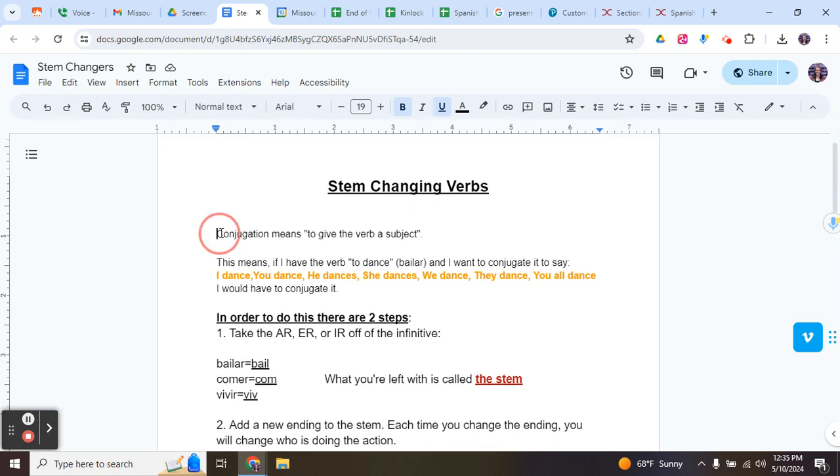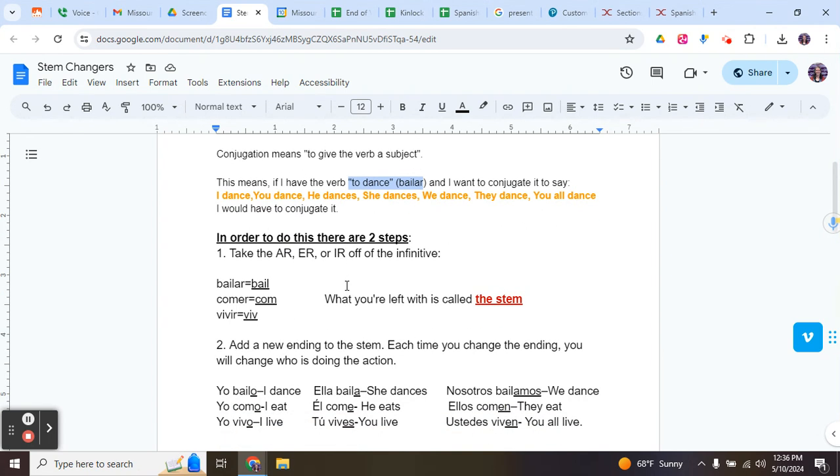All right, so just to review, conjugation means to give the verb a subject, right? So all verbs start out with the infinitive form. That's like to dance, which is bailar in Spanish, for example. And if I want to conjugate it to say I dance, you dance, he dances, right? We have to change the ending to make someone be doing it. Okay, so these are the steps. This is just a review.